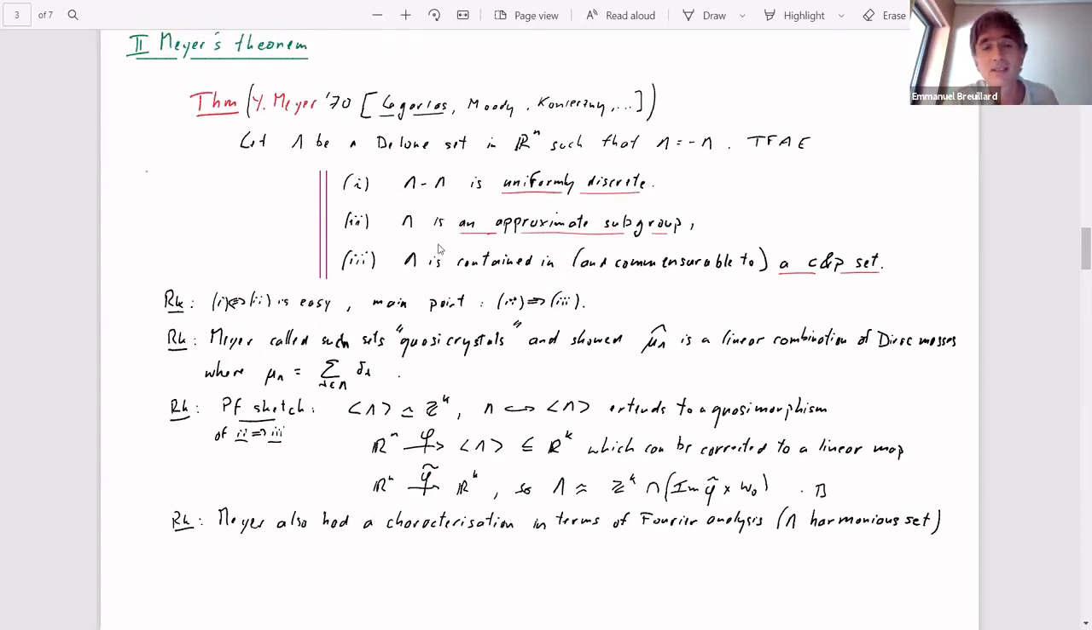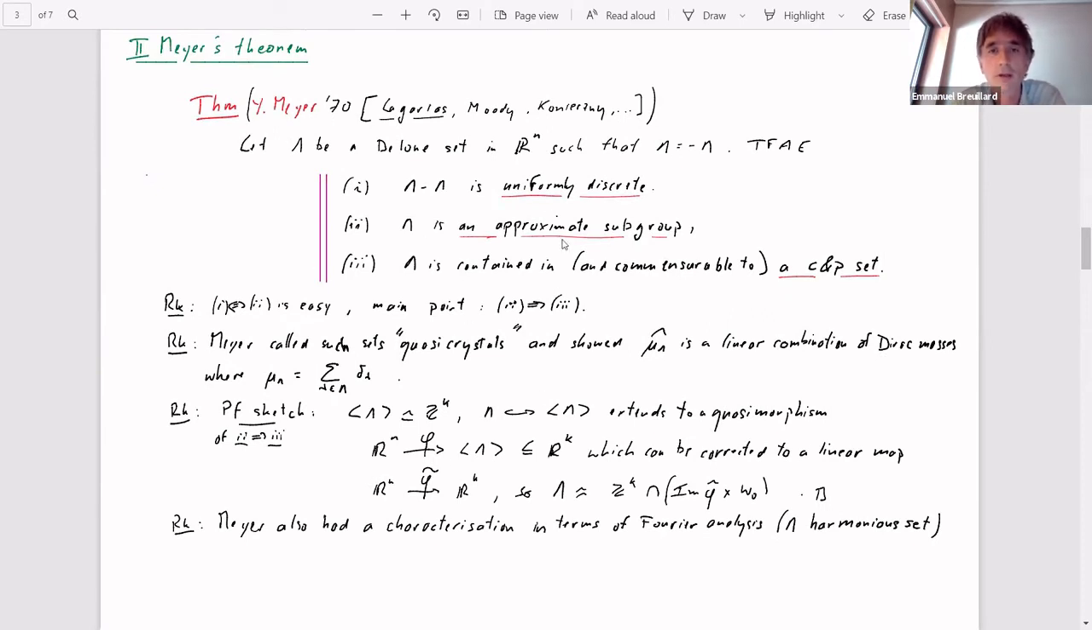So Meyer did this in the 70s, and between the 1970s and the 1990s, physicists identified quasicrystals in nature. They were unaware of the work of Meyer, and later in the 90s, the two communities realized that in fact Meyer had proven this theorem, and then Meyer called such sets quasicrystals or mathematical quasicrystals. Why? Because quasicrystals are those Delaunay sets for which the Fourier transform of the counting measure has pure point spectrum, so is a linear combination of Dirac masses. And indeed, he showed that these sets have this property.